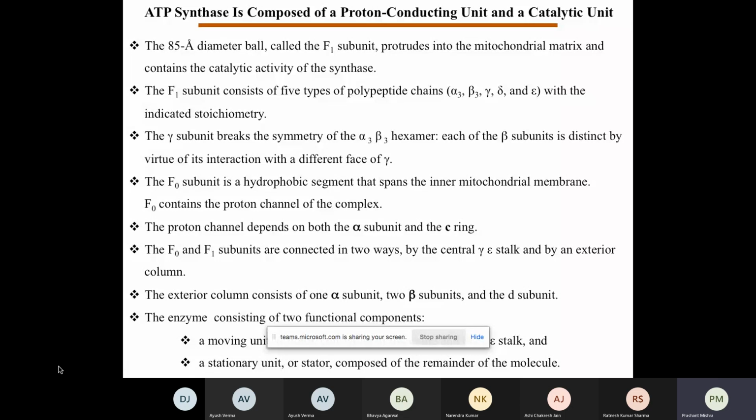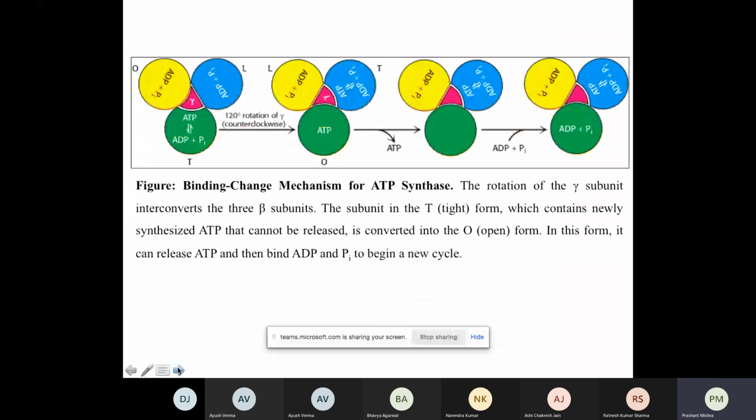But later on, another group came up, which says that no, it is not because of the electrochemical potential, it is because of the binding change mechanism. So suppose this is the F1 unit. I have talked about how this has several subunits. There are alpha unit, beta unit, gamma, delta, all of them are present. This was proposed by another Nobel laureate and is known as the binding change mechanism of ATP synthesis.